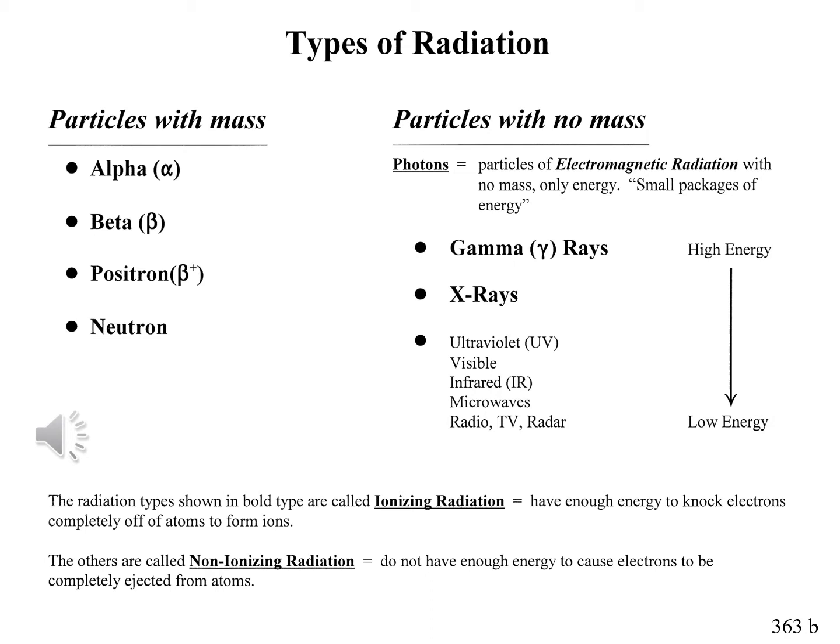They have enough energy to actually knock electrons off of an atom. If you get into the lower wavelengths, ultraviolet and visible and things like that, those are able to make electrons jump up and down, or they're able to make bonds vibrate, they're able to make molecules rotate. But the thing is, they cannot form ions. Those are called non-ionizing. The only ones that you see in nuclear reactions are the type that are ionizing.